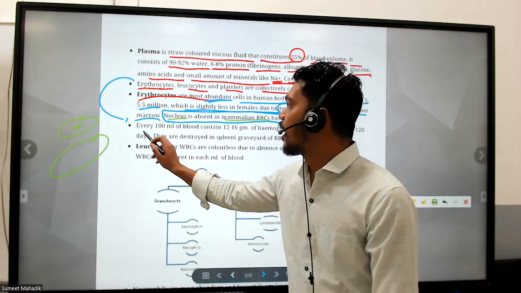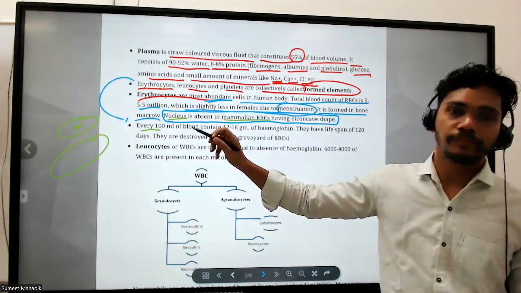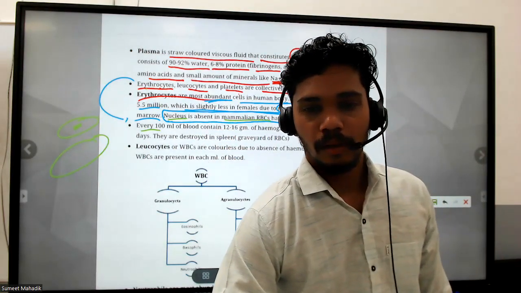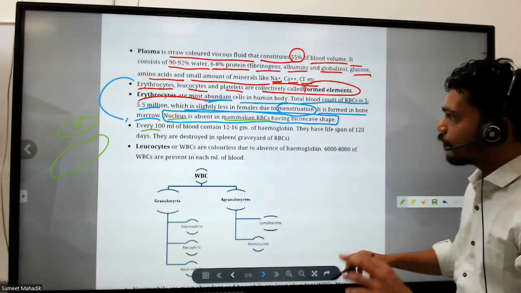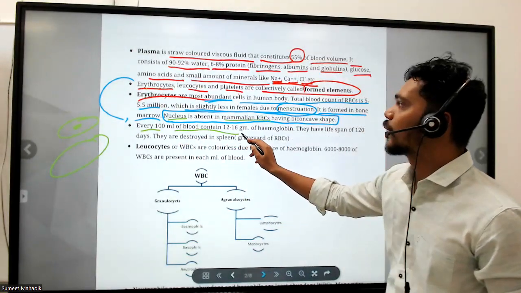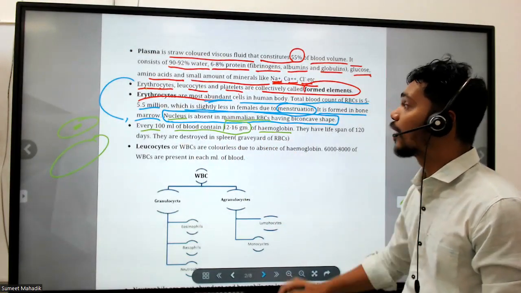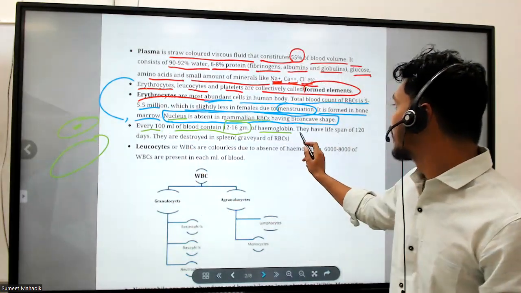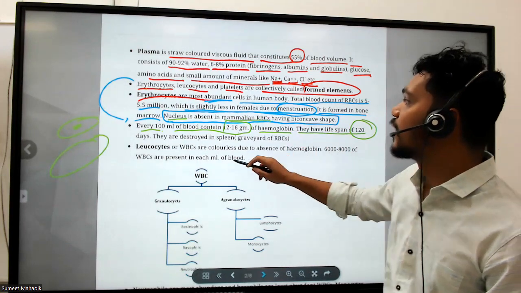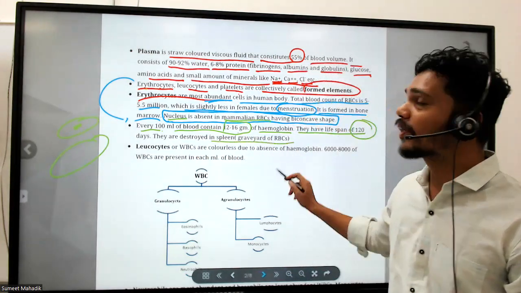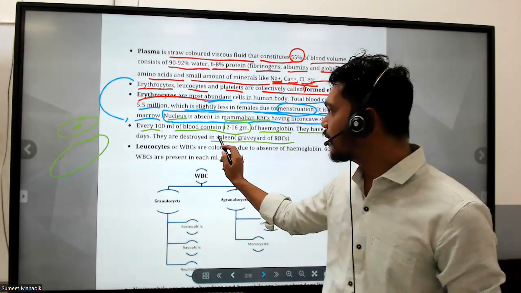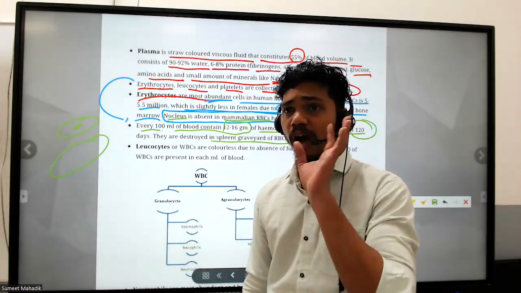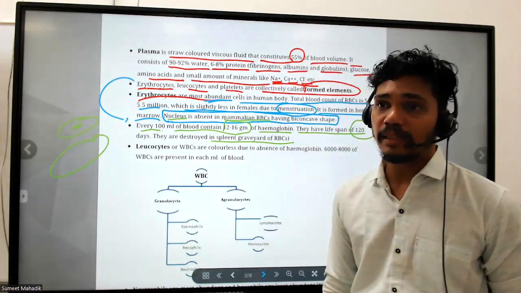Okay. Now, every 100 ml of blood contains 12 to 16 gram of hemoglobin. How much hemoglobin is there? 12 to 16 gram in 100 ml. They have a lifespan of 120 days. They are destroyed in the spleen, or we can say the liver as well. So the spleen is called the graveyard of RBC. Along with it, there is some function of the liver also.